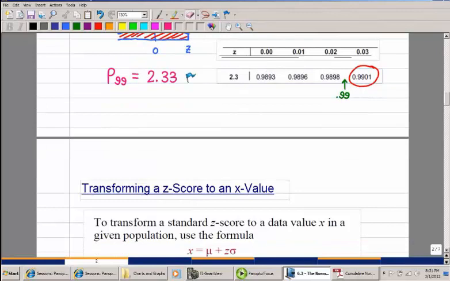Now let's see how we're going to use this information to come up with the x values. Like I was mentioning earlier, knowing the mean and the standard deviation and the percentile, can we calculate the score or value that goes with that percentile? And that's what we mean by x value here. We want the score that goes with a certain percentile.